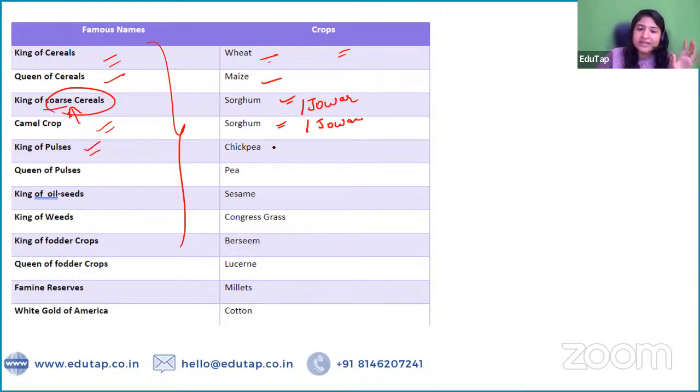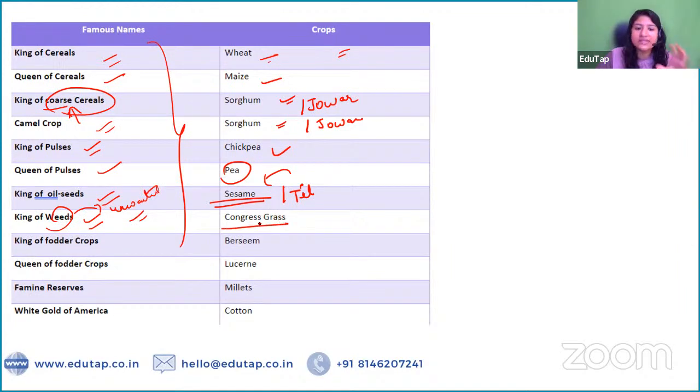King of pulses is what, king of pulses is your chickpea. Queen of pulses is what, it is your pea. Then we have king of oil seeds. ठीक है, किंग ऑफ ऑयल सीड्स क्या होता है आपका, sesame जो होता है, तिल जिसको हिंदी में बोलते हैं, we call it तिल in Hindi, that is your king of oil seeds. ठीक है, then king of weeds. ठीक है, तो weeds are what, weeds are basically your unwanted plants that are there in the field, those are known as weeds. ठीक है, congress grass is known as the king of weed because it is widely present.